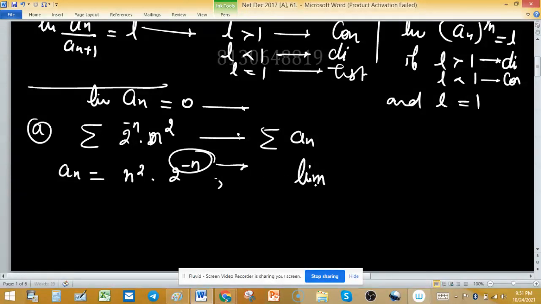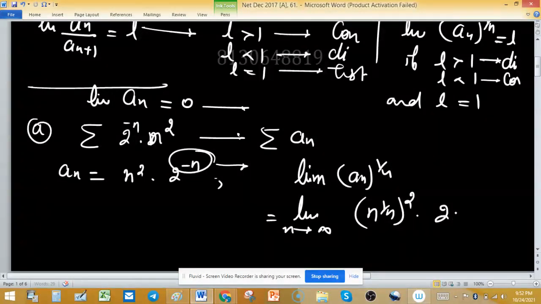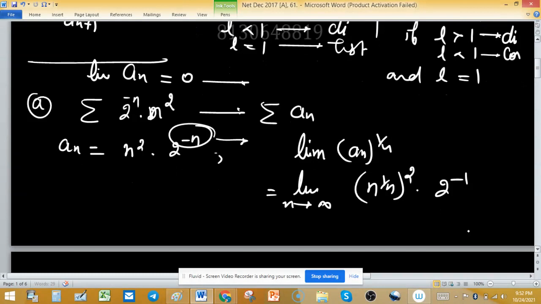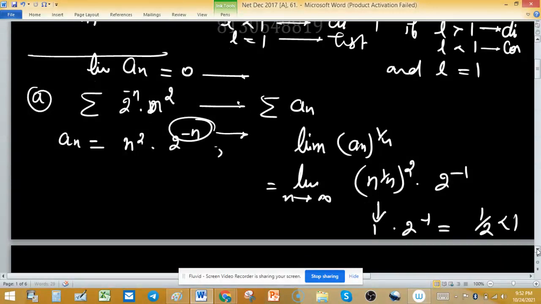For the root test, we need to compute the limit of a_n raised to the power 1 upon n. For this, I can write limit n tends to infinity of n raised to the power 1 upon n square into 2 inverse. The limit of this is 1 into 2 inverse. So finally, I got 1 upon 2, which is less than 1. So the series is convergent with the help of the root test.